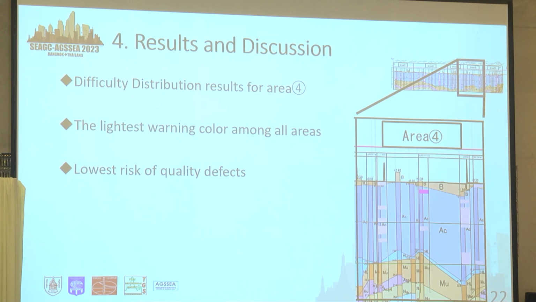For Area 4, the frequency of warning color appearing is the lowest among all areas. This means I believe that this area has the lowest risk of quality defects.